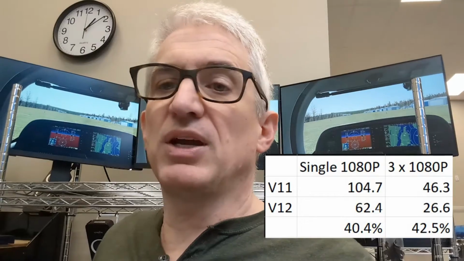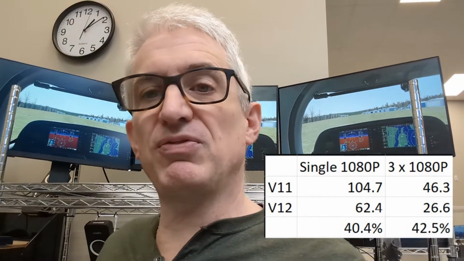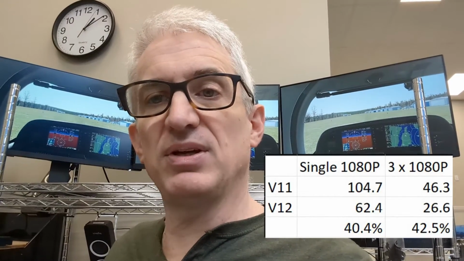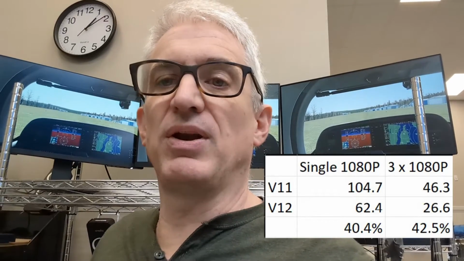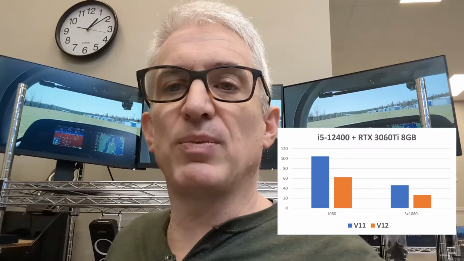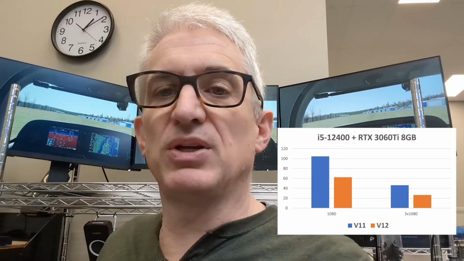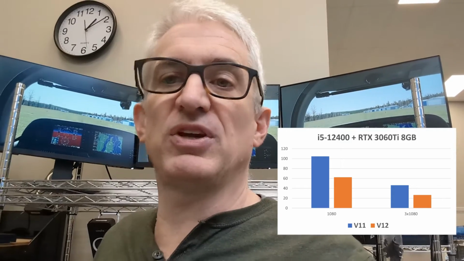Now, let's say you're running a triple display setup and you're getting 50 frames per second on X-Plane 11, you should expect about 30 on X-Plane 12. And again, these are round generalizations, everything else being equal, et cetera, et cetera. And I'll put the graph up here now of the actual frame rate test I did. I have more granular numbers than what I just told you, but in general, it was about what I said, about 50 to 30 and 100 down to 60 on a single 1080p display.